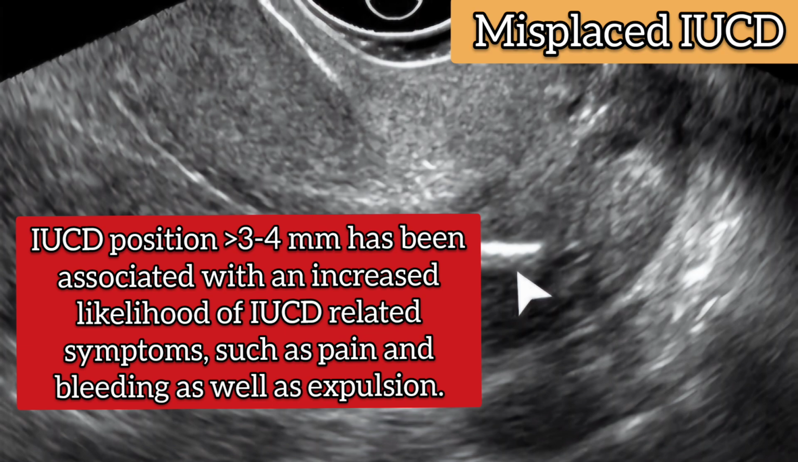On the ultrasound, if the distance between the endometrial cavity and the IUCD is less than 3 mm, then the position of the IUCD is normal. But if the distance is more than 3 mm, then there are chances of expulsion and also increased pelvic pain and bleeding. But some studies show that these types of IUCDs are usually repositioned within the next 6 months.